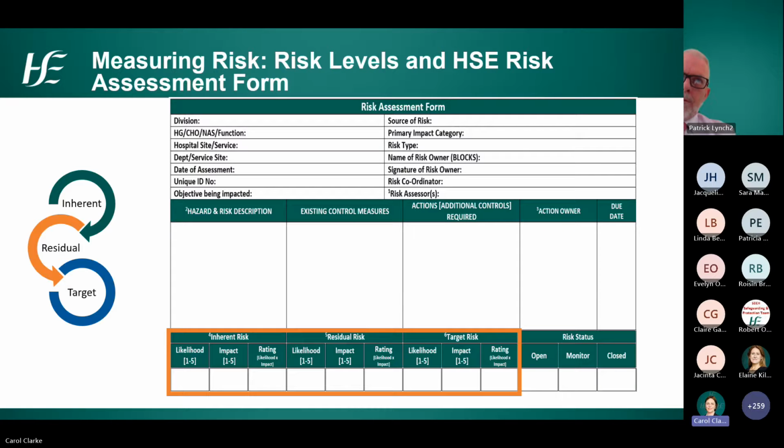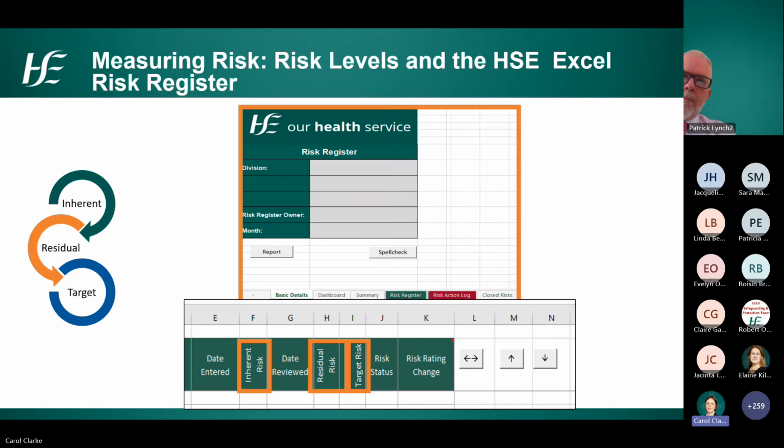The HSE risk assessment form is available to download from the HSE website, and this has been updated to include the new levels of risk, which are inherent, residual and target as shown here. In addition to that, the 2023 HSE Excel Risk Register and revised training manual have also been updated and are available to download from the HSE website. And they also include the new risk levels.